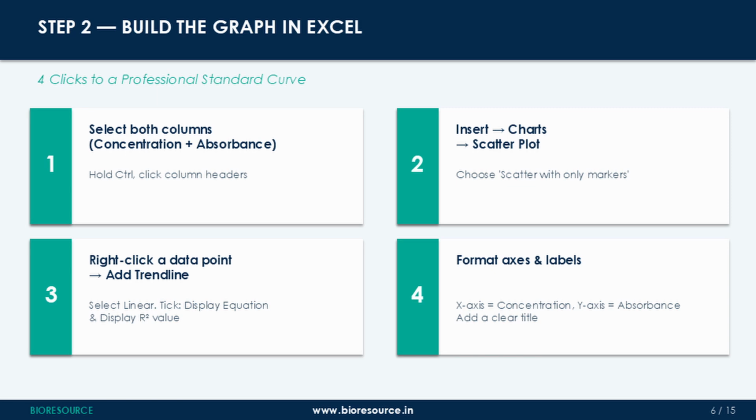Step 3. Right click on any data point in the chart and select Add Trendline. Choose linear, then, and this is important, tick the boxes at the bottom, display equation on chart and display R-squared value on the chart, and click close.